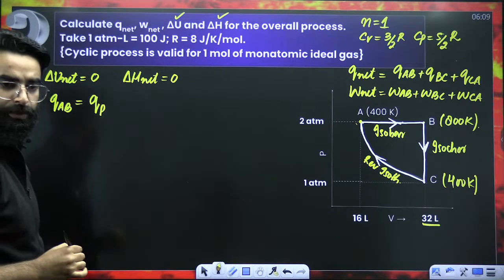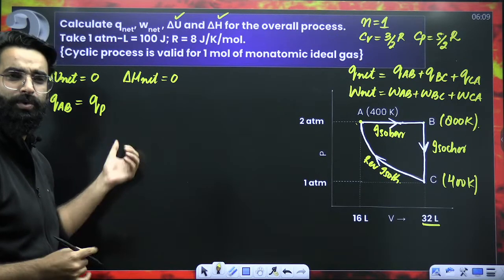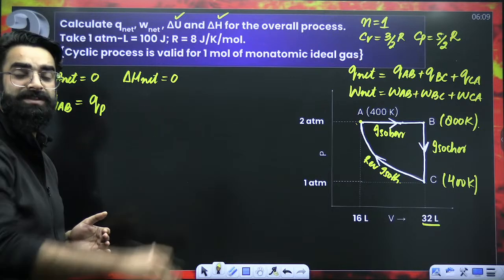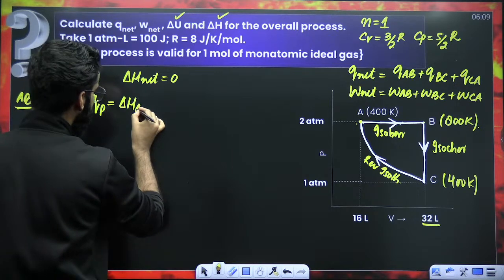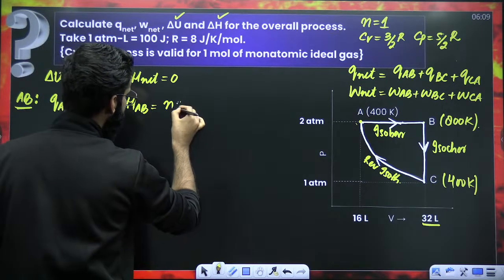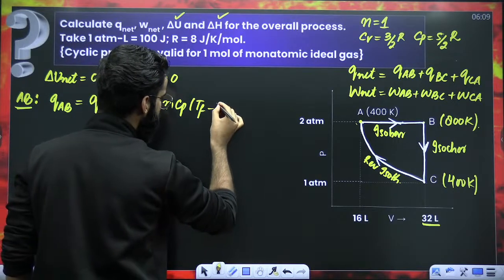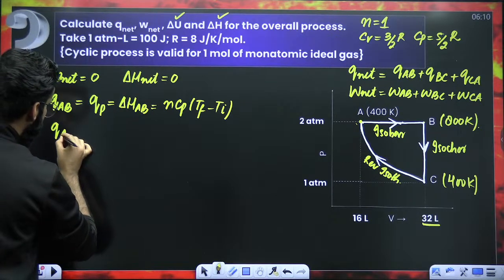The process AB is isobaric. Pressure of the gas is not changing. So QAB is basically the heat absorbed or released by the gas at constant pressure. That has to be equal to delta H for the process AB, which will be equal to nCp times T2 minus T1, or I'll write final temperature minus initial temperature. Perfect. Now calculate this QAB over here.